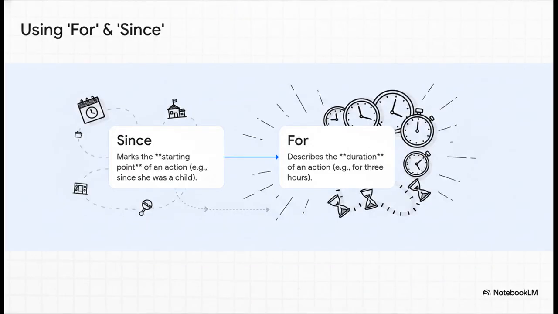Okay, but what if something started in the past and is still going? That's where for and since come in. And the difference is super easy. Since points to a specific starting moment, a dot on the timeline, like since she was a child. But for measures a chunk of time, the duration. For three hours. One's a point, the other's a period.